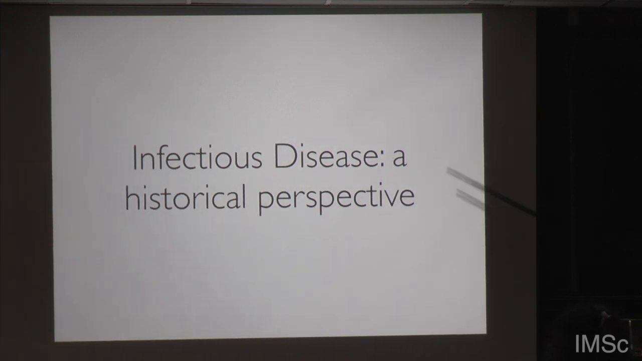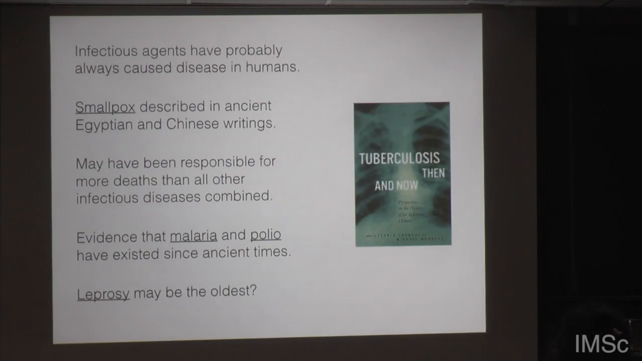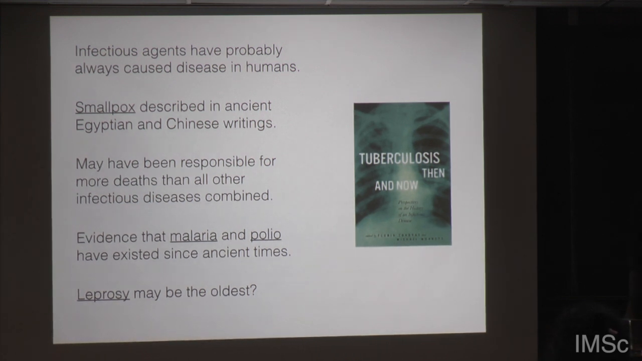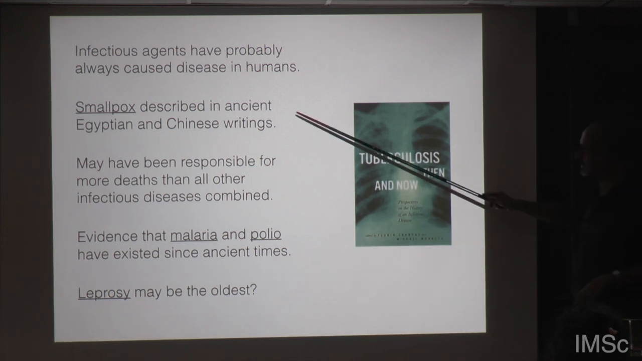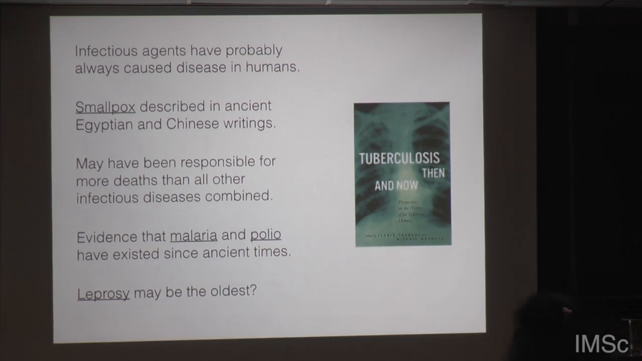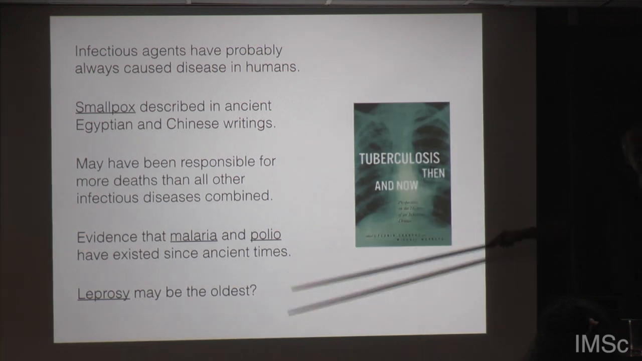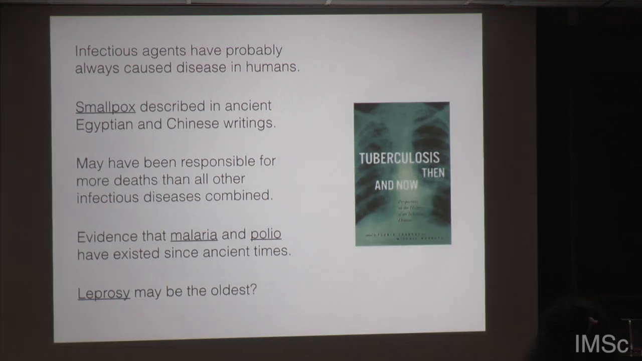And that's a historical perspective on where these diseases came from and where they started. So pretty much as long as there have been humans, there have been diseases, and so the records go way back. Even ancient Egyptian and Chinese writings describe smallpox. Although we don't think about smallpox now, it's effectively been eradicated. It's just in one lab, maybe one lab in the US and one lab in the USSR, under extreme safety conditions. It may have been responsible over the years for more deaths than all of the other infectious diseases combined.